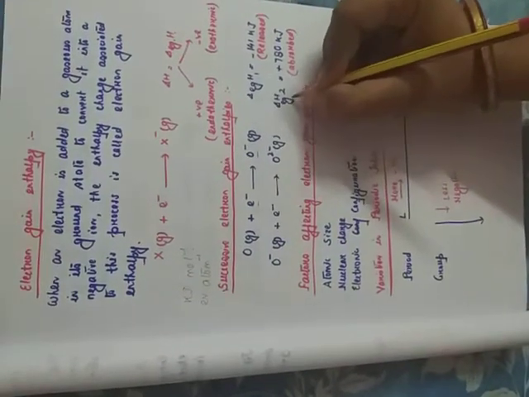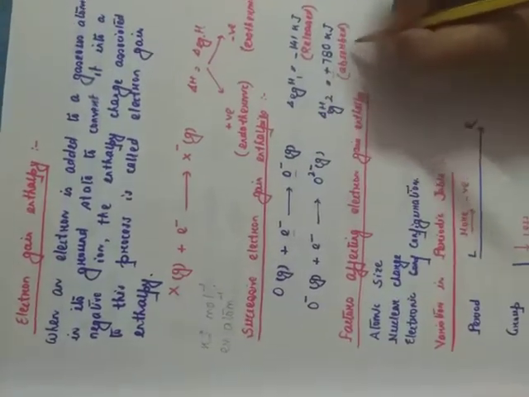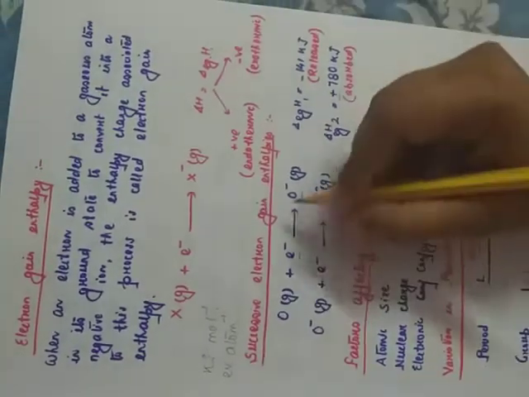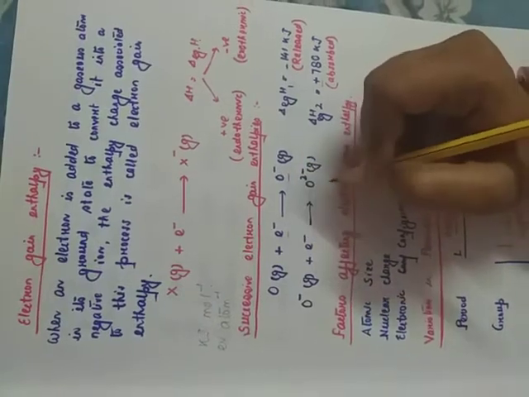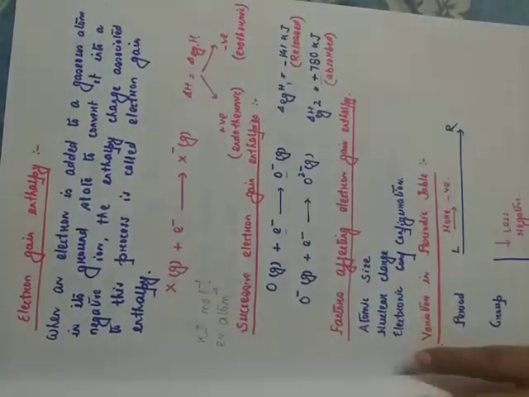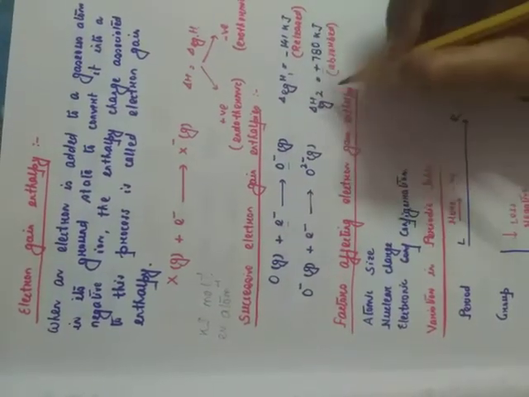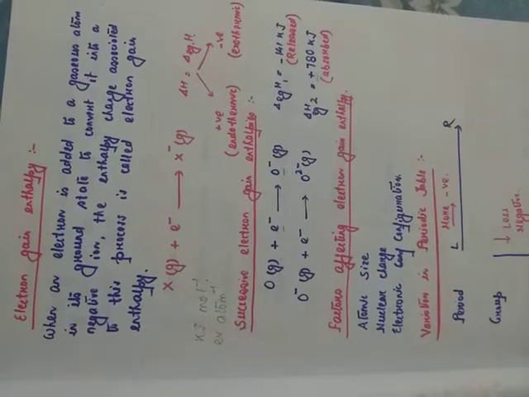Therefore, the higher electron gain enthalpies are usually positive, meaning energy is absorbed. Here I had given the example of oxygen, the first electron gain enthalpy and the second electron gain enthalpy. The first one is energy released while the second one is energy absorbed.